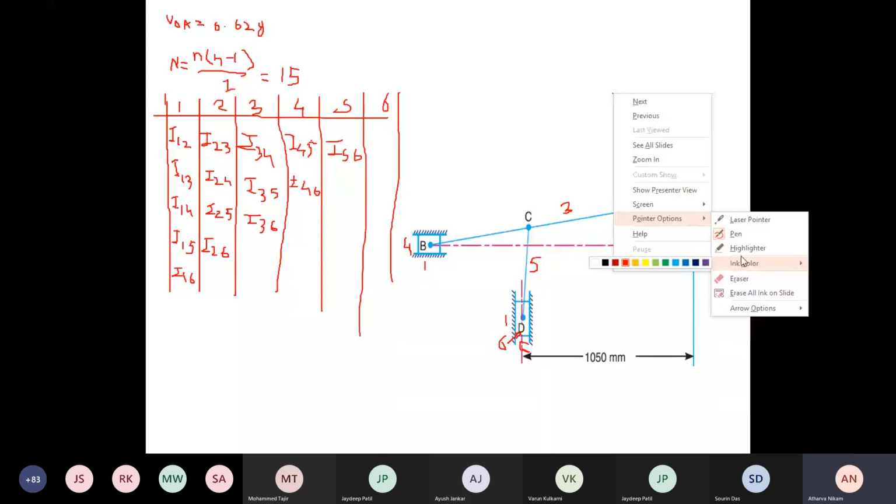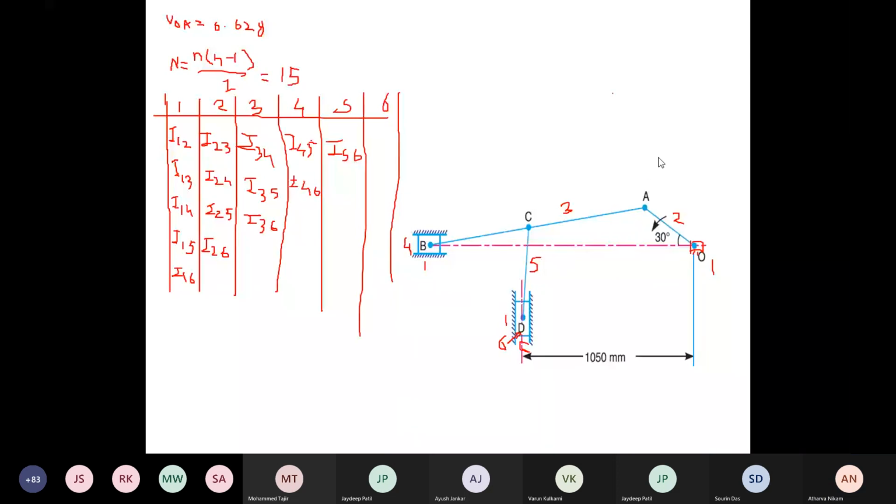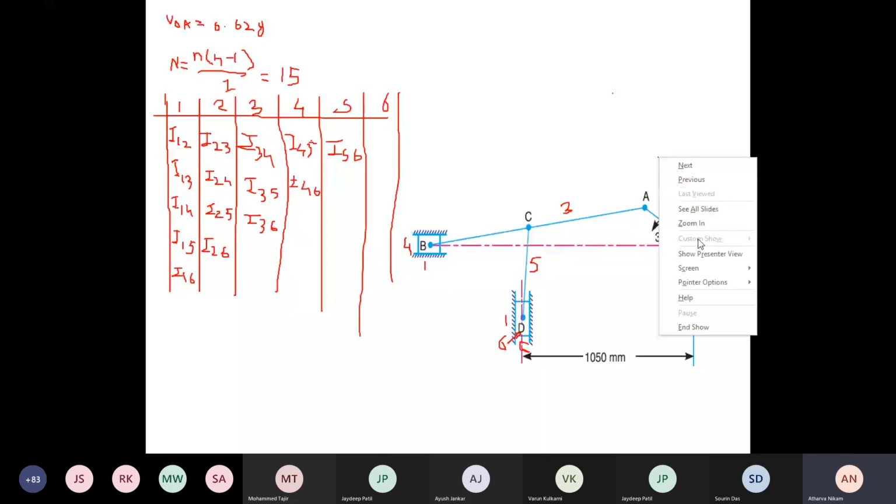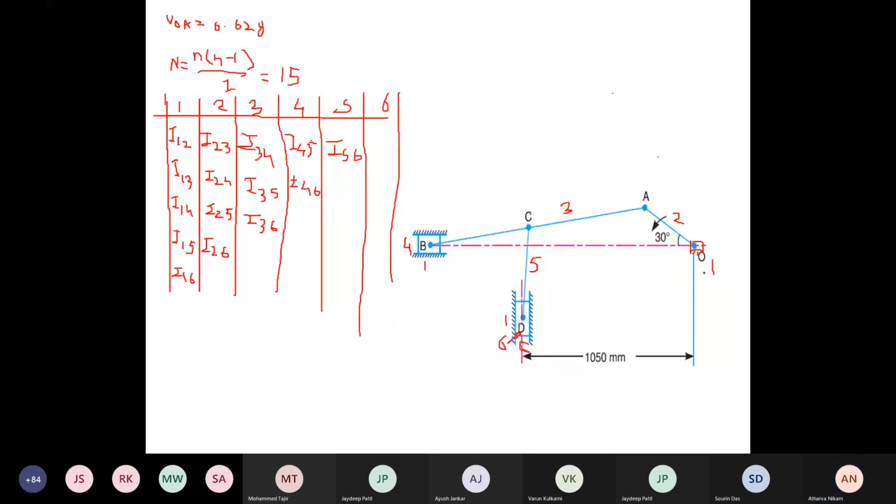Before that you have to mark the ICRs which are known, correct? Yes, sir. You have to mark them in the diagram first of all. Okay, suppose here come the first link, 1 and 2. Here you will get I1,2. By inspection you have to mark this. Here we got I1,2.